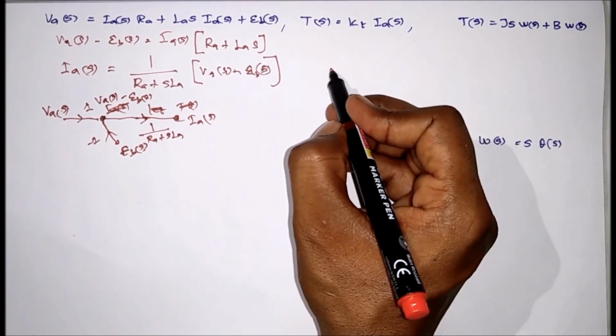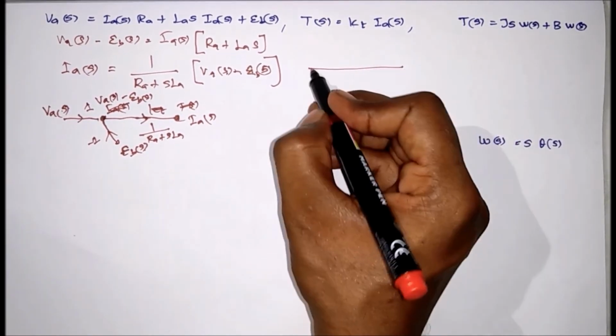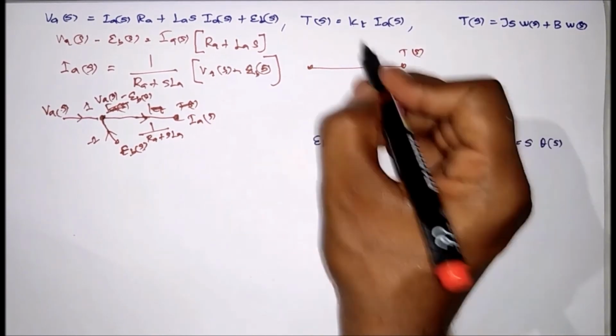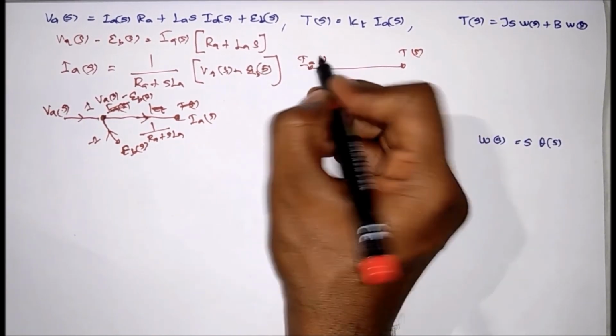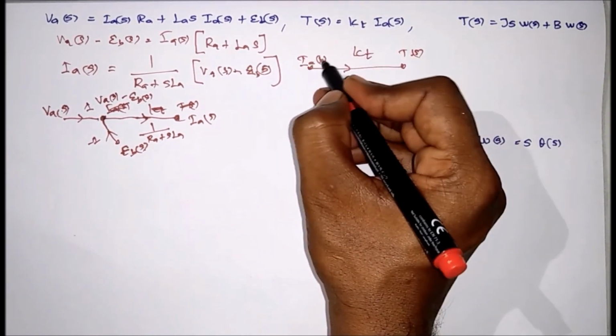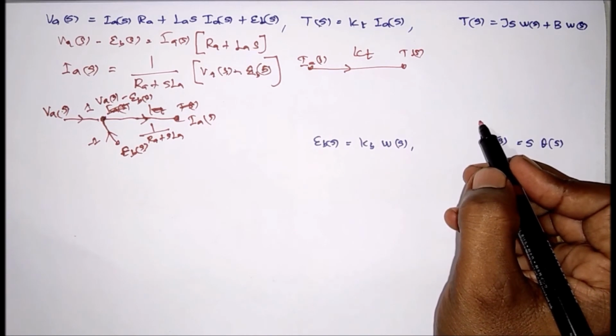For this equation, the output is T of s. So we know there is a branch. Here the output is T of s, and the input is Ia of s. Here T of s equals Kt into Ia of s. So this is the second signal flow graph.